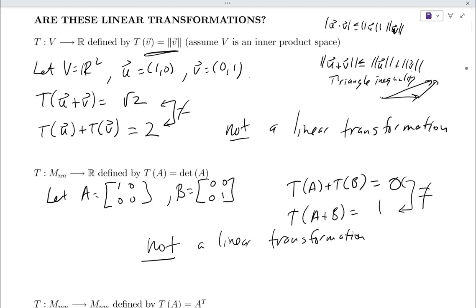Both of these are familiar functions, right? Both of these are things that we've taken functions on vector spaces before. Well, I guess the first one's technically an inner product space as well, but taking a norm is a normal thing to do with regard to vectors, right? But that's not a linear transformation. Taking determinants of matrices is another normal thing to do, but that's not a linear transformation. They're certainly functions, but they're not linear transformations. Perfect. Let's look at the next one.